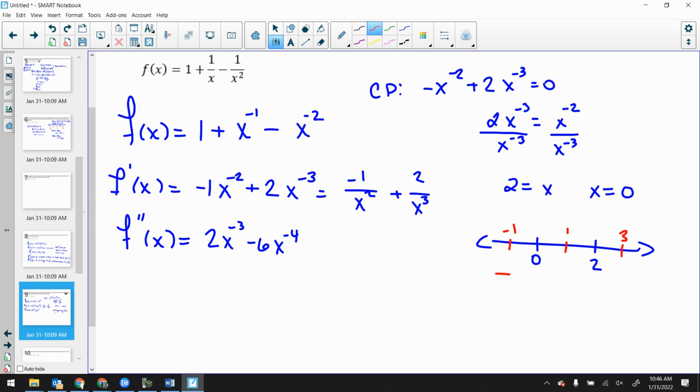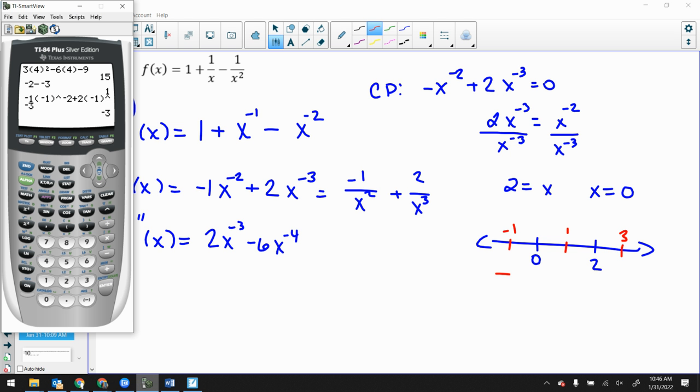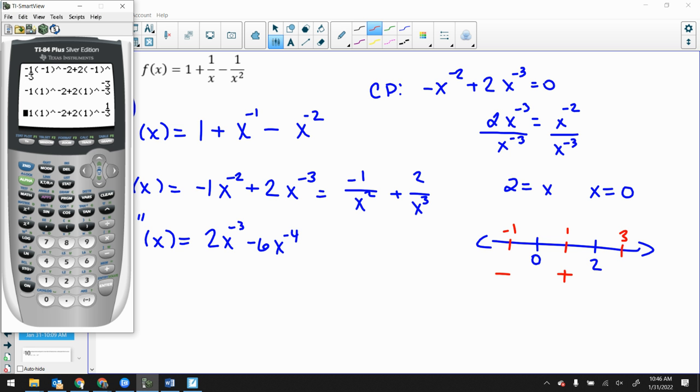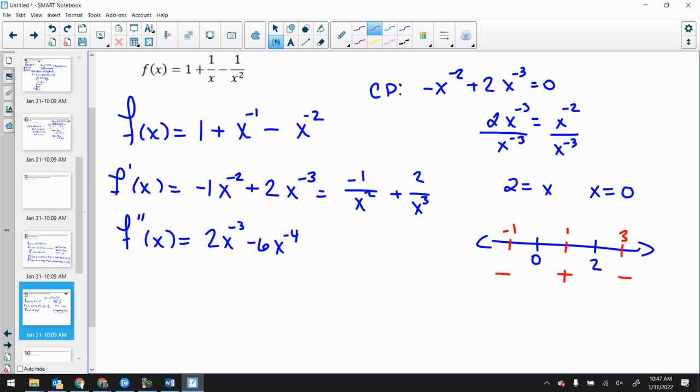Let's take a look at 1, between 0 and 2. I'm going to do this exact same thing, but instead of all the negative ones, I'm going to use positive ones. Positive. And then what do you think is going to happen at 3? Let's test it though. Perfect. Okay. Negative. Just what we thought.